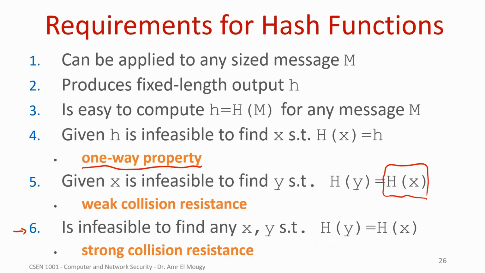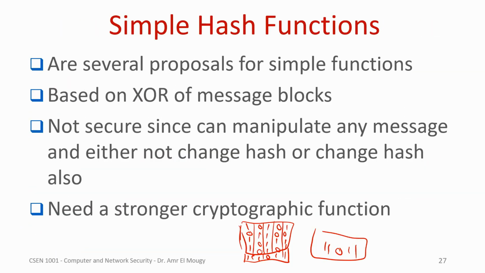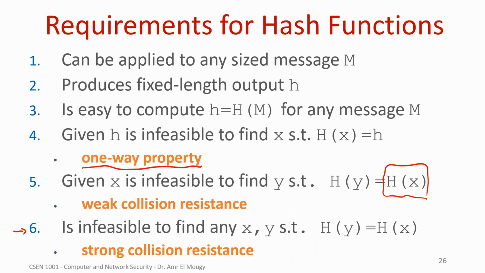Does it produce a fixed length output? Yes. The output depends on the number of columns, not the number of rows. So regardless of the message size, the hash will always be 5 bits in this case. Is it easy to compute? Yes, the XOR function is not computationally difficult. It is easy to compute.